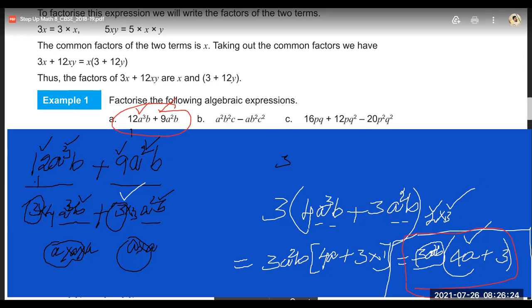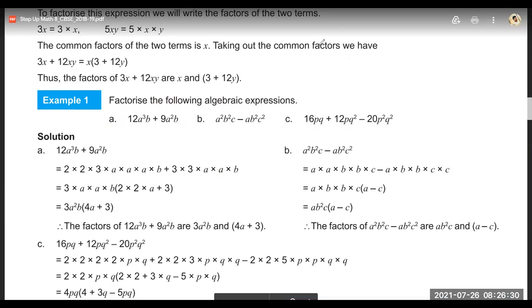by taking the common factor. So this is about the common factor method. If you want, I can explain one more example. But since the examples are already there, you can go through and understand easily. Full explanation is given here.